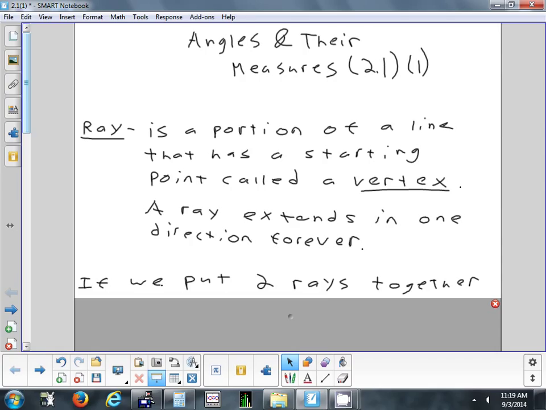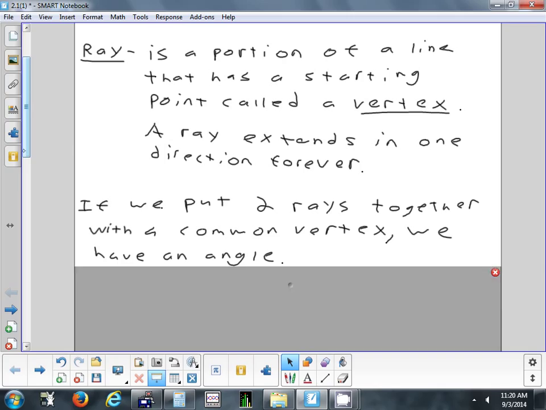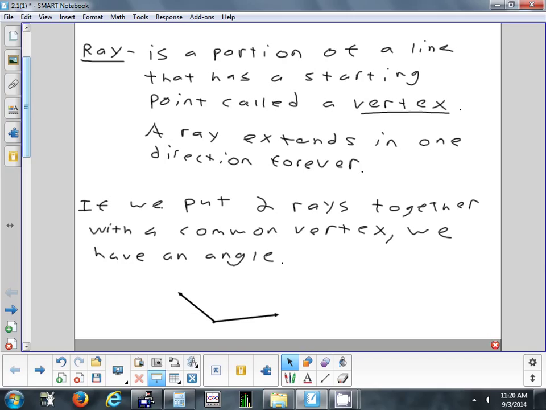So when we take two rays and you put them together, and each of the rays has the same vertex, each ray starts at the same point, that's when you get an angle. And there's an example. Two rays. There's one. There's two. Put them together so they have the same starting point. Now you're just creating an angle.